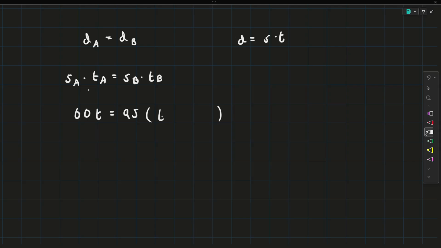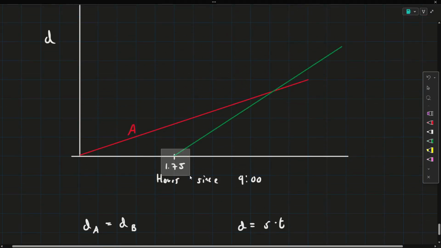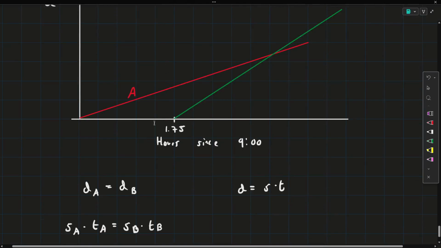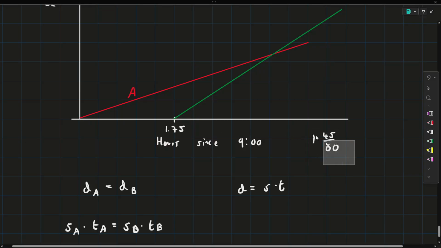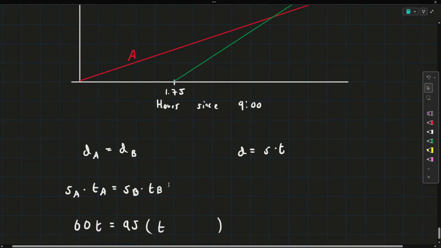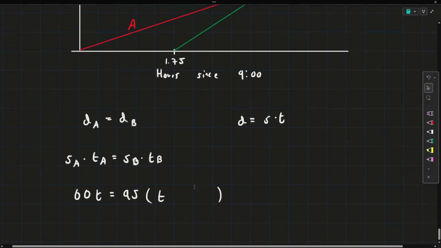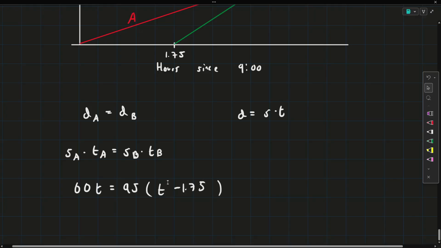So B spent T hours traveling, but it started 1.75 hours late. I've just written that as a decimal because it's a little bit easier, but you could say it's 1 and then 45/60ths of an hour, which is the same as 1.75. It's kind of up to you. So B spent T minus 1.75 hours traveling, because it spent whatever A spent, which is T, but 1.75 less than that. So that's how we do that, and then we can just solve this equation.